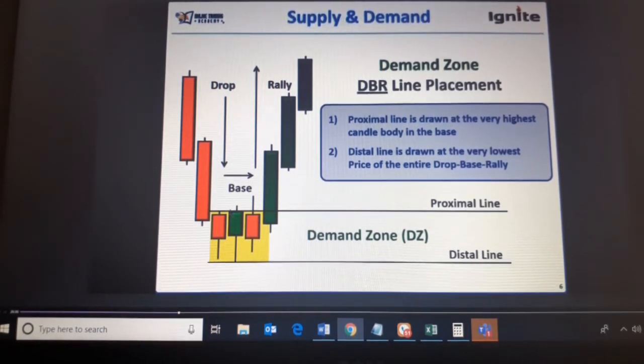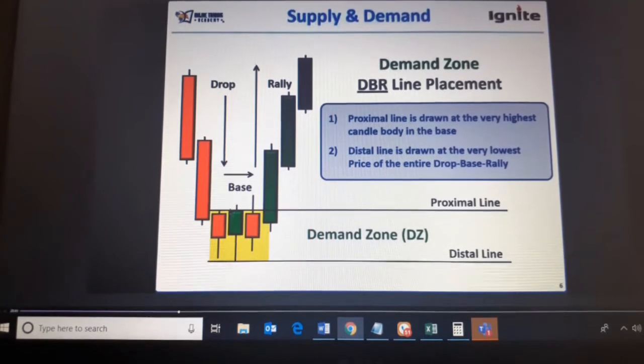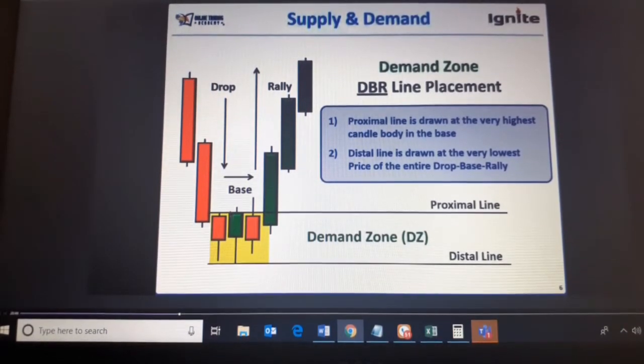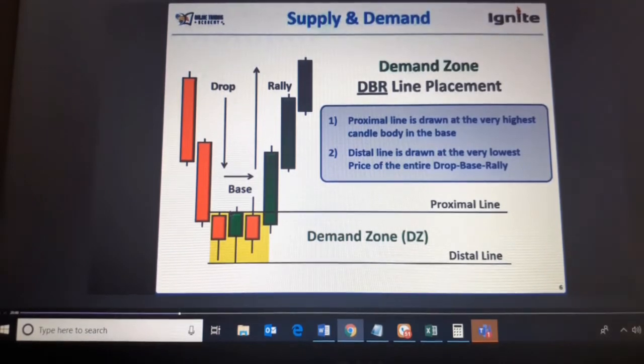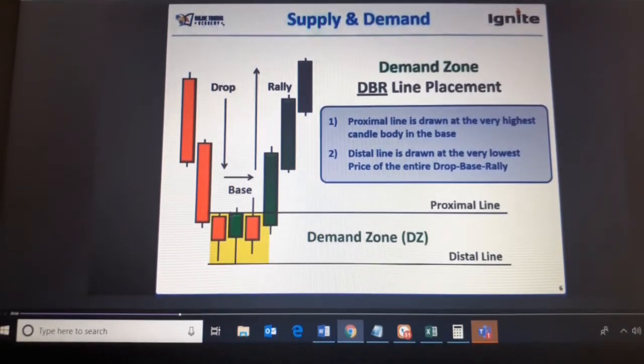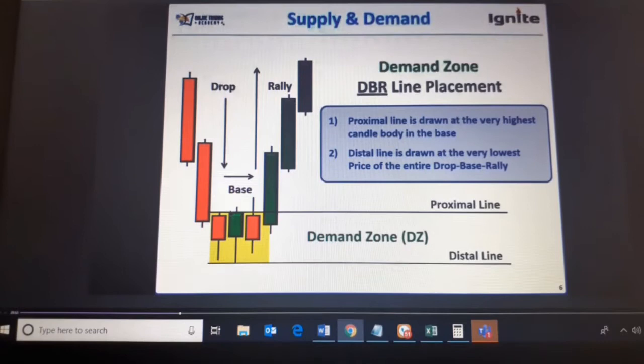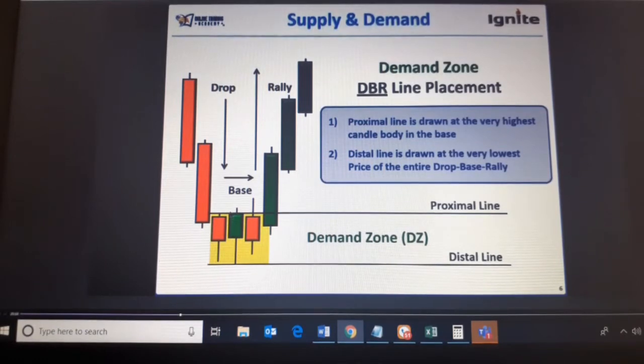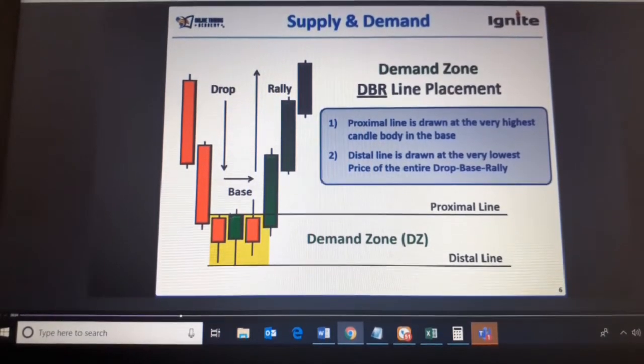Is there anybody who has not understood this, the distal line, proximal line? So I think it's clear. Is there anybody who has not understood the distal line concept, how to draw it in case of your reversal pattern? If it's clear, then I'll move on to the continuation pattern. Okay, let's go.